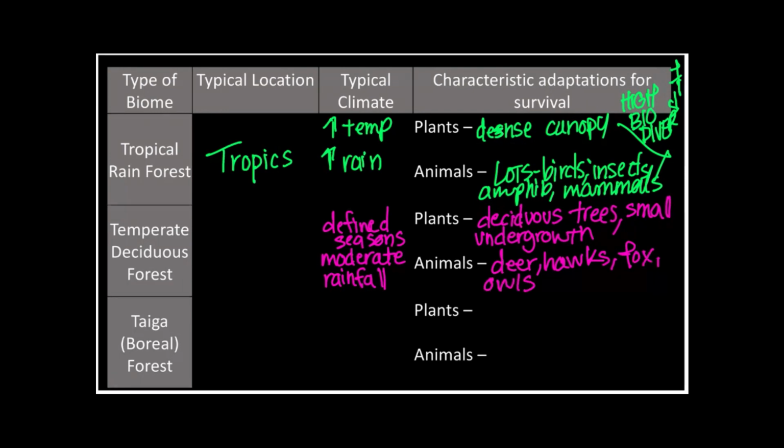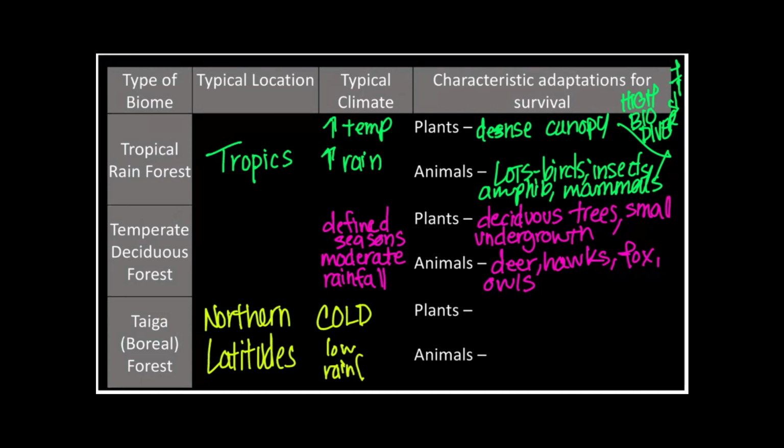owls, etc. And then the last type of forest that we're going to talk about here is the taiga, which is the boreal forest. That's going to be really like northern latitudes. Here it's very cold, and they tend to not have as much rainfall. We're going to have conifer trees. These are ones that make cones. And we'll have moose and bears, that kind of stuff.